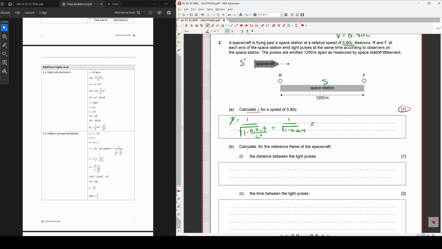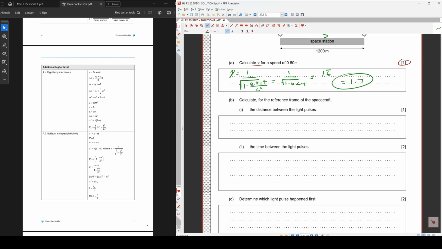Remember, these should always be bigger than 1. If you end up with a decimal less than 1, you did it upside down. It's like 1.6 repeating. I think we should give 2 sig figs here, so that rounds to 1.7. And the Lorentz factor has no units. So there we go, that's it for this 1 mark. It's just a data booklet equation. That's nice.